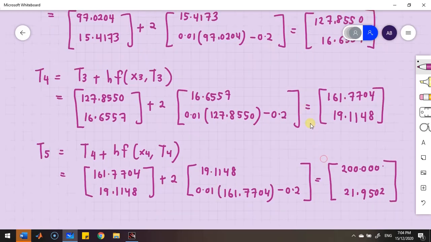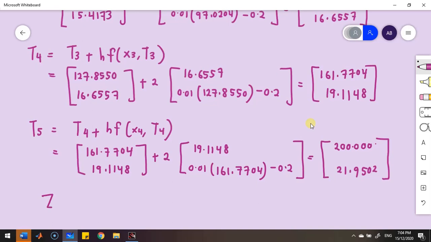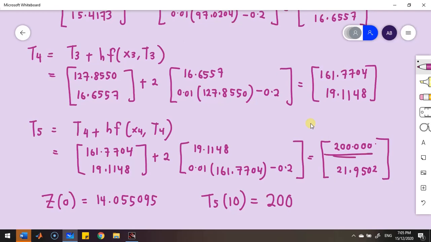So what do you obtain? With the choice of initial Z0, what do I get? I get 14.055095. The reason I'm not using 2 decimal places is that I want to make sure I get exactly 200. If you start with 14.06, you'll have 199 or something, but it's close enough. So this gives exactly T10 exactly.